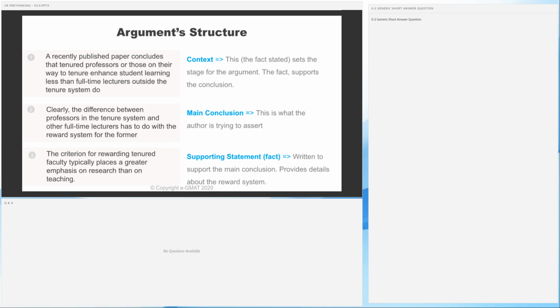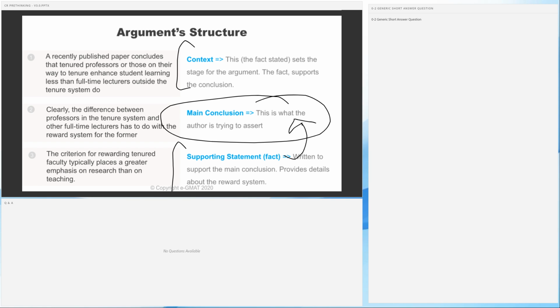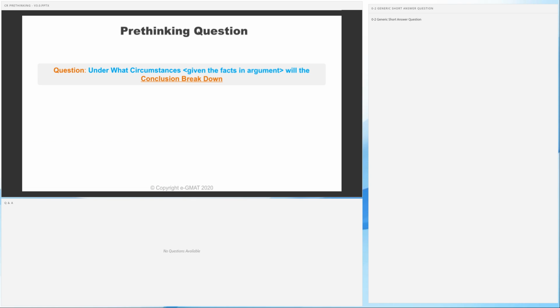So just in terms of the structure of this argument, this is the main conclusion. This provides context here, and this is the supporting statement, which supports the main conclusion overall. So the pre-thinking question, again, remember, this was the pre-thinking question. Anirudh, you wanted this. This is the generic template: under what circumstances, given the facts and the argument, will the conclusion break down? So it has two fill in the blanks here. One is the facts and the argument. Two is the conclusion breakdown criteria.